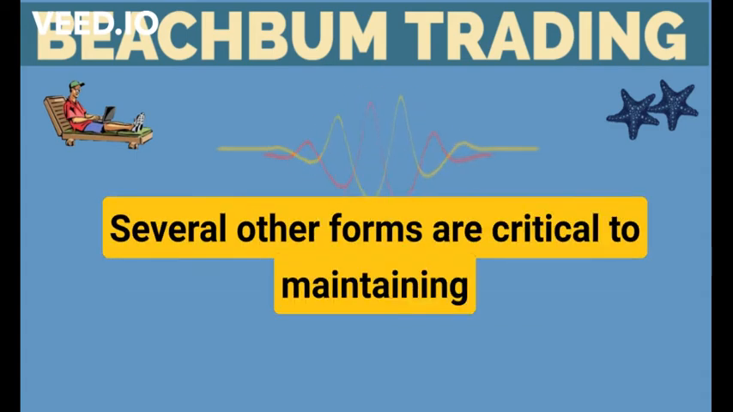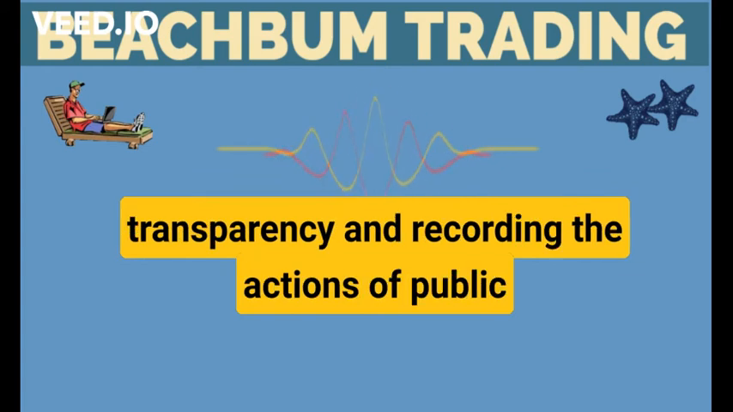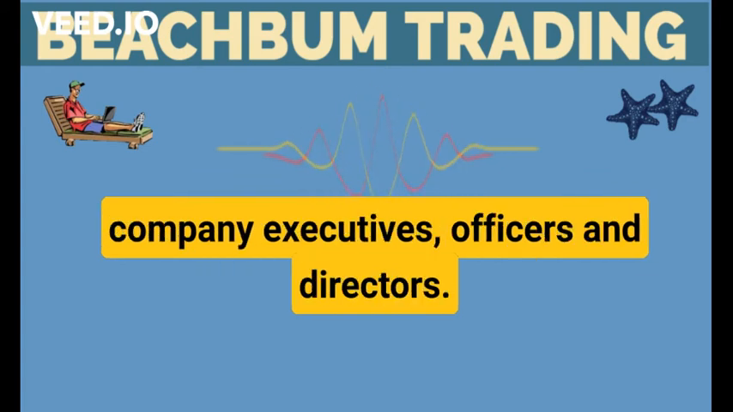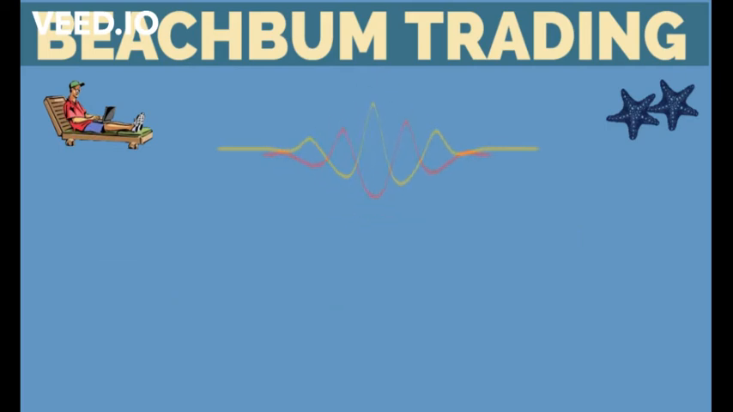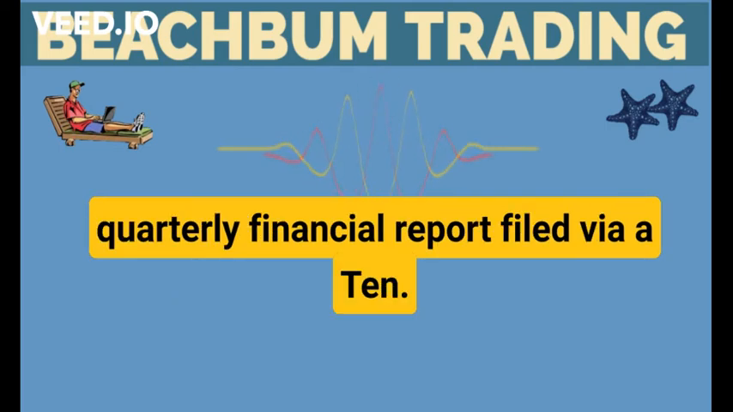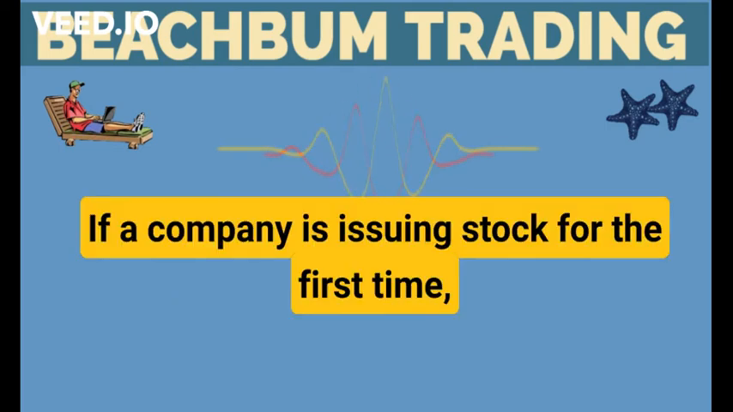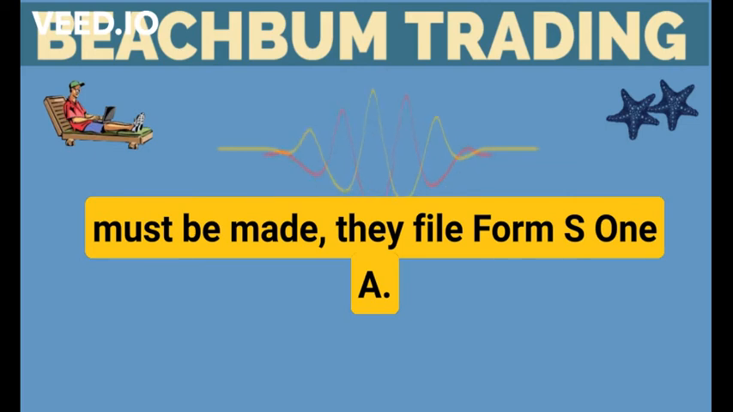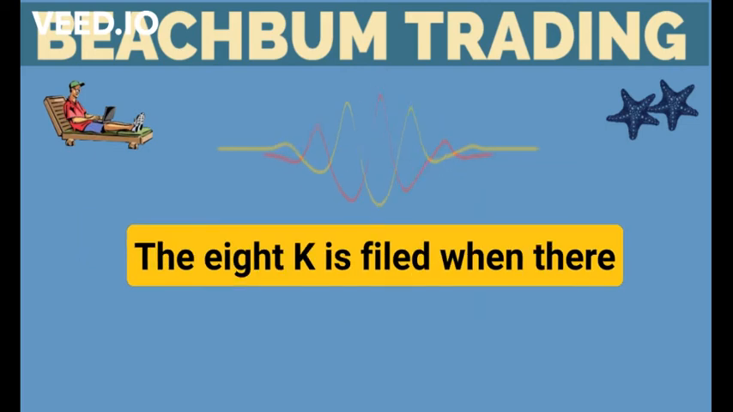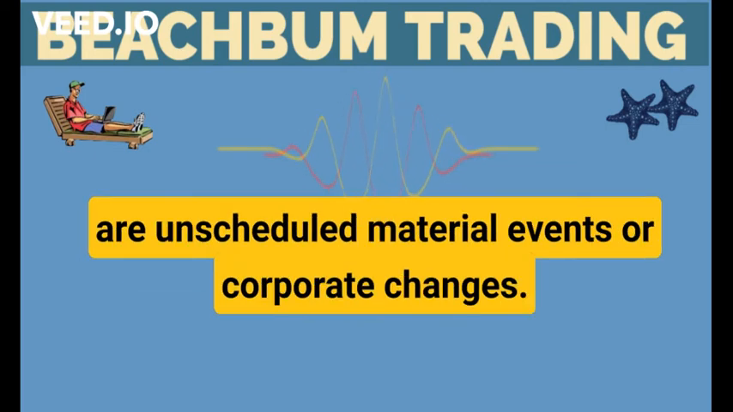Several other forms are critical to maintaining transparency and recording the actions of public company executives, officers, and directors. These include the company's annual financial report, which is filed via a 10K, and the quarterly financial report filed via a 10Q. If a company is issuing stock for the first time, they must file Form S-1, and if any amendments must be made, they file Form S-1A. The 8K is filed when there are unscheduled material events or corporate changes.